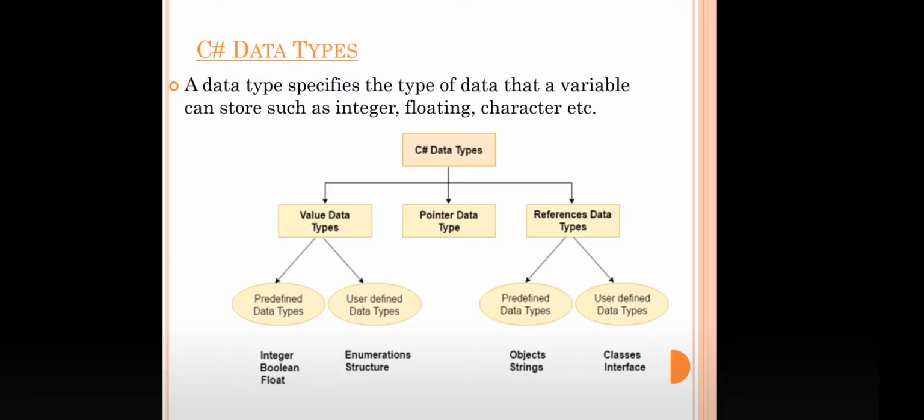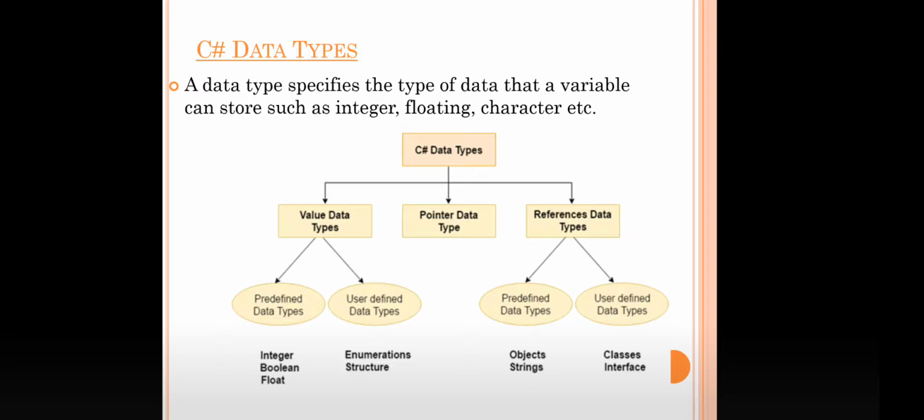Now guys, I am telling about the data types in C#. Most of them are the same compared to other programming languages. The data type specifies the type of data that a variable can store, such as integer, float, character, etc. First is the value type. Value types can be predefined and user defined. And then the pointer data type is used for storing pointer values, and the reference type is used to reference objects.